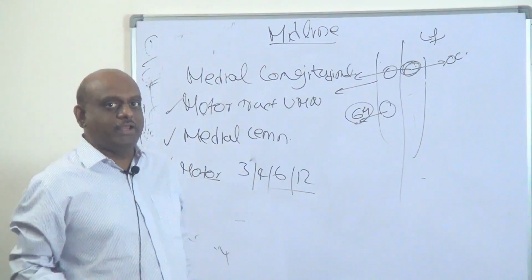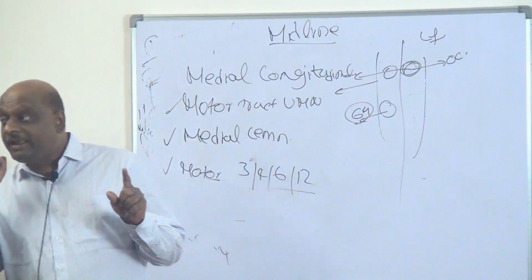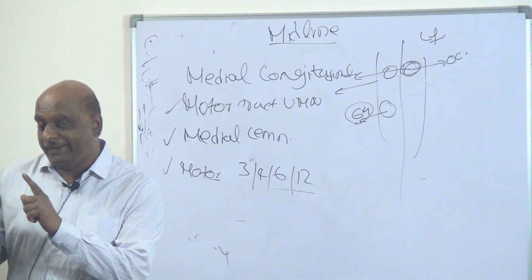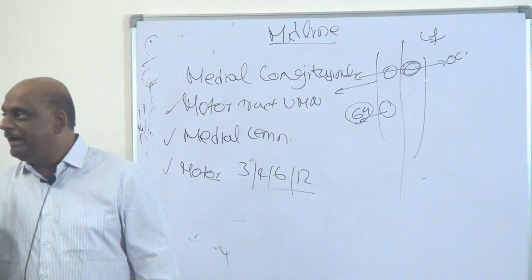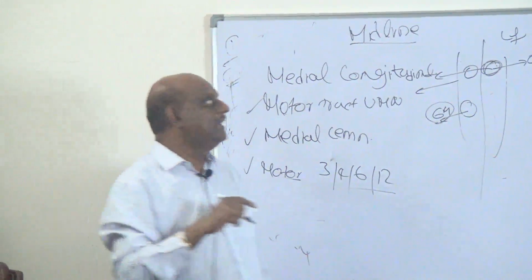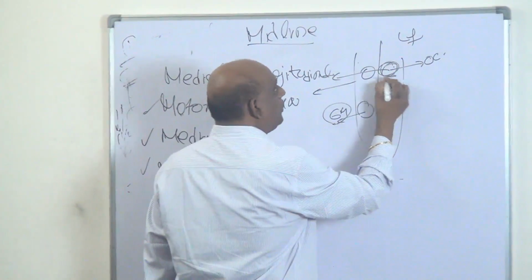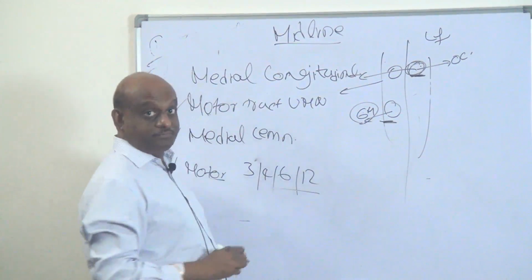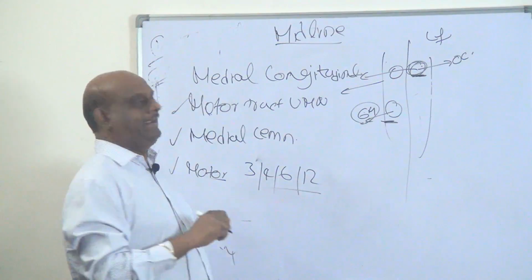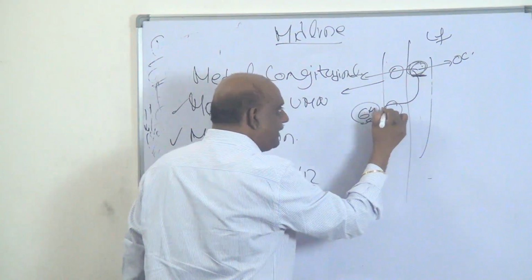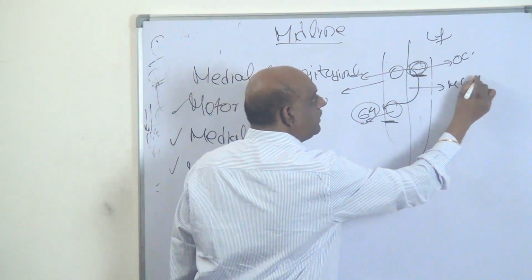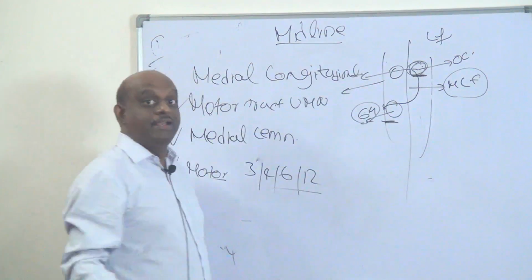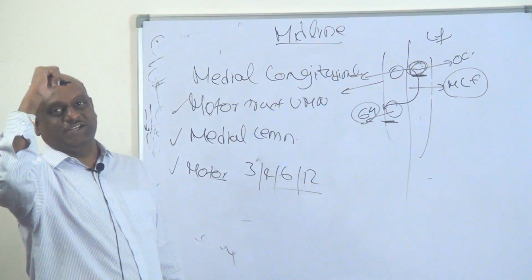So how can the coordination occur between your adducting left eye and abducting right eye unless the oculomotor nerve on the left and the abducens on the right are connected? And that connecting tract is what? Medial longitudinal fasciculus. It is also a midline structure.